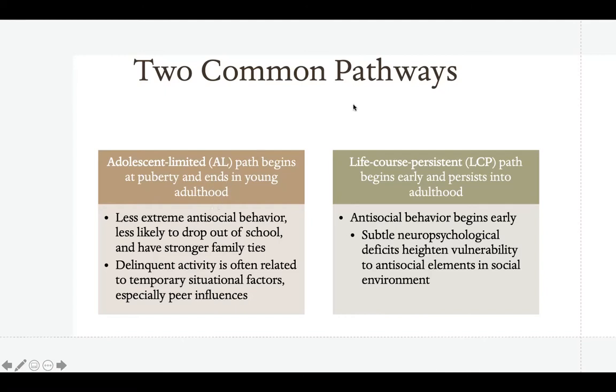However, the worst prognosis is the life course persistent path. It begins early, perhaps in the childhood onset, and continues throughout their life and through adulthood. This antisocial behavior, like I said, does begin early. We could look at different antisocial elements in the social environment, as well as nature-related aspects, so both nature and nurture play a role in making this stay throughout the child's lifetime as they grow.